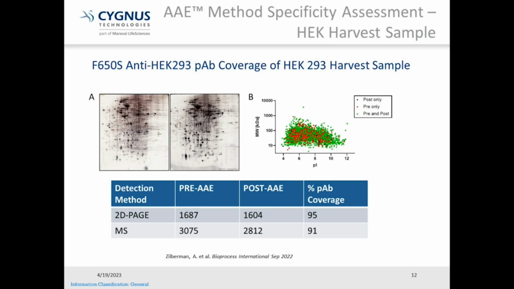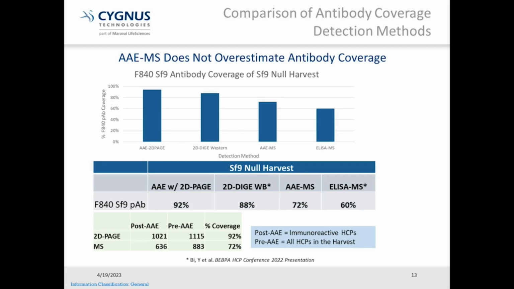As you can see, these 2 methods are in close agreement with each other, and mass spectrometry detection is a more conservative detection methodology for coverage as compared to 2D page. We compared available antibody detection methods and determined AAE 2D page and MS are superior detection methodologies. In this example, antibody coverage was performed on a Sf9 null harvest sample using the F840 Sf9 antibodies from Cygnus Technologies. Detection methodologies were used to determine antibody coverage to the harvest sample.